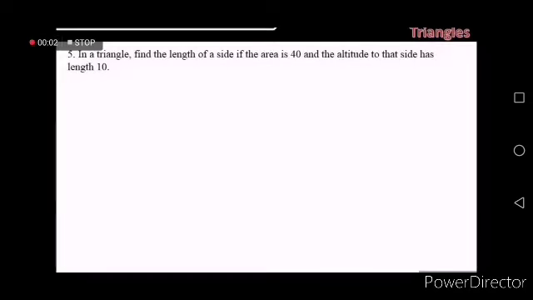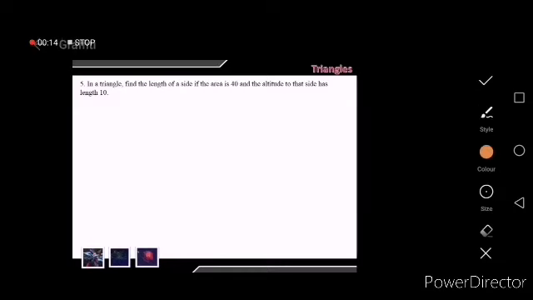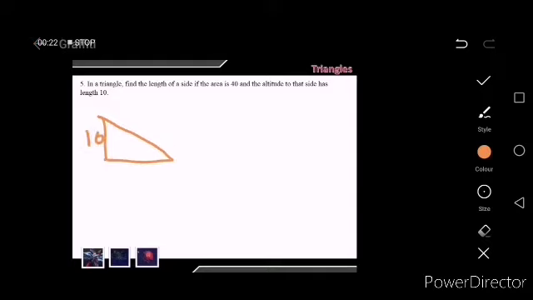In a triangle, find the length of a side if the area is 40 and the altitude to that side has length 10. Now, I'm sure in this given that we have a right triangle. Why? Because the altitude 10 is given. And this altitude 10 is the altitude to the missing side. Now, let x be the missing side. Therefore, the altitude to this side is 10. That is why we are forming a right triangle.